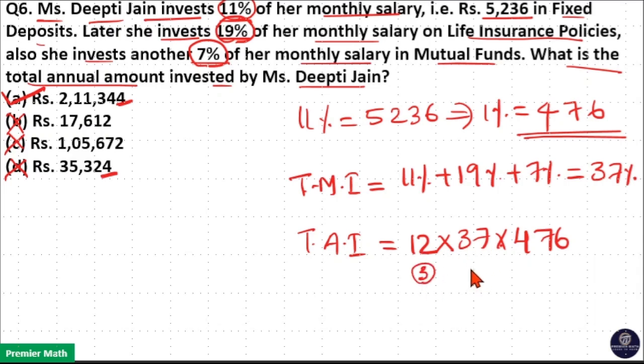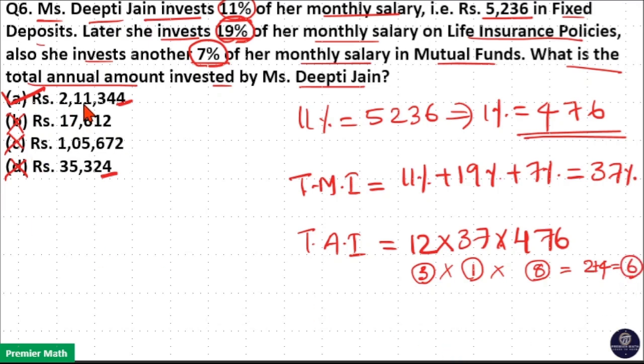Here 3 plus 7, 10. So 1 is the digital sum. Here 6 plus 4 plus 7, 17. So 1 plus 7, 8 is the digital sum here. Now if you multiply, which is equal to 3 into 1 into 8 is 24. So 24 means 2 plus 4. 6 is the digital sum here.